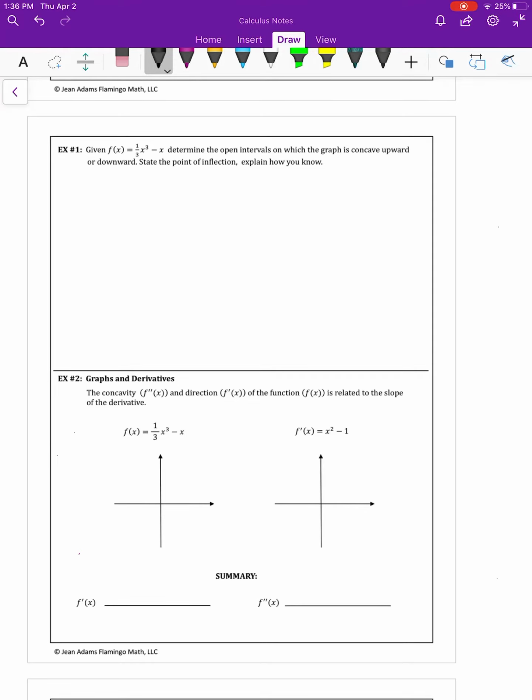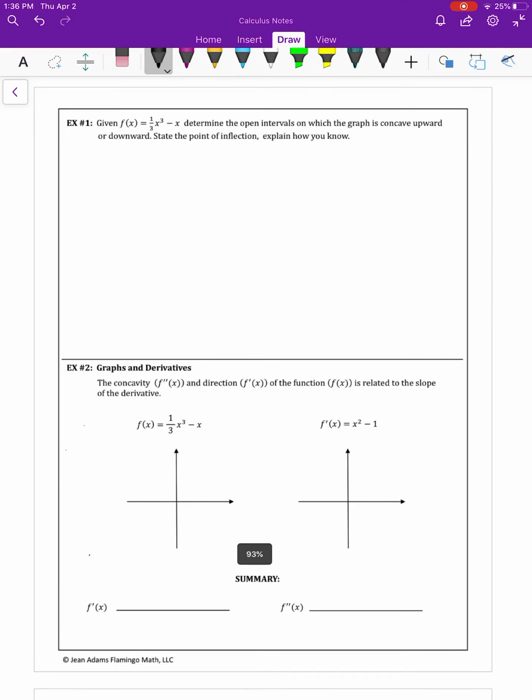Okay, example number 1 from lesson 4. It says, given f of x equals 1/3 x cubed minus x, determine the open intervals on which the graph is concave up or down and state the point of inflection and explain how you know. So the first thing we're going to do is find f prime of x. So this should give us x squared minus 1.